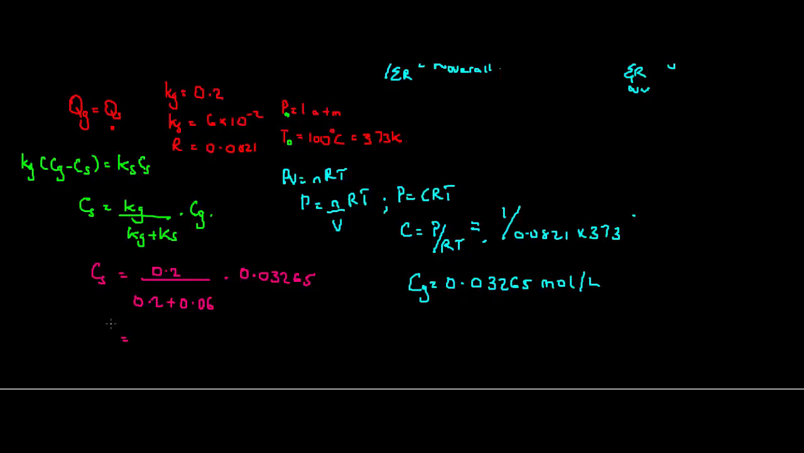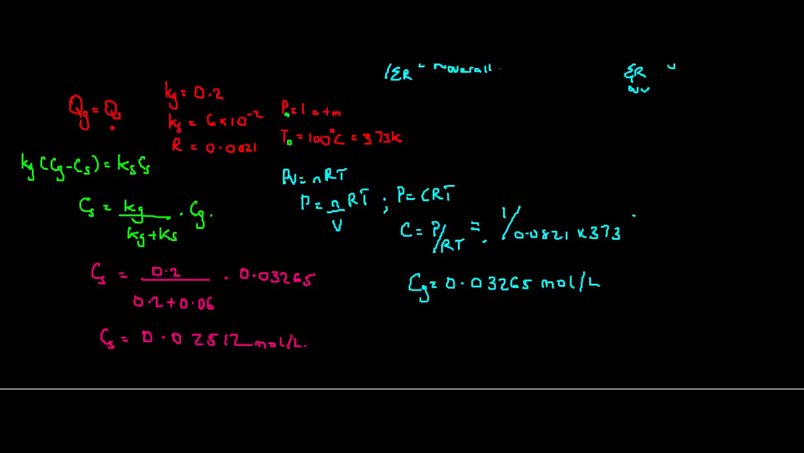Now if you do this on the calculator, you have 0.2 plus 0.06. So after getting 0.26, you have 0.2 divided by 0.26 times 0.03265. You have a final answer. Please do confirm these answers with your calculators. It is 0.02512. Do not forget, in mole per liter.